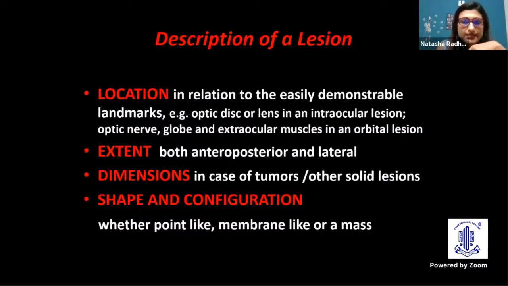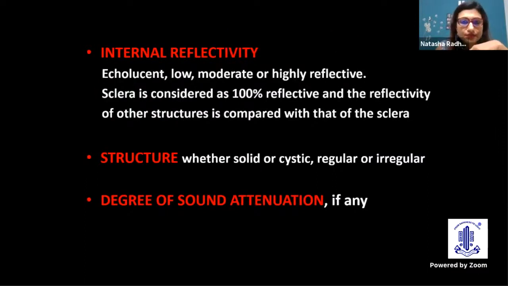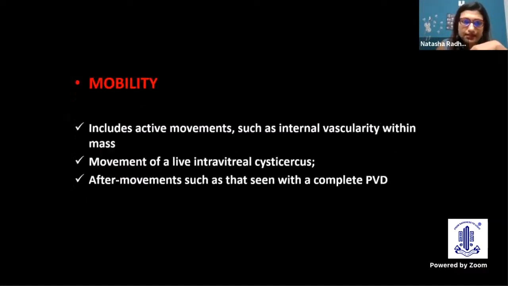Now, in a description of a lesion, you need to know the location in relation to easily demonstrable landmarks. You should tell about the extent, anteroposterior and lateral, the dimensions in case of tumors and other solid lesions, shape and configuration, whether it is point-like, membrane-like, or mass-like, internal reflectivity and surface reflectivity of the particular lesion, the structure, whether it is solid or cystic, and a degree of sound attenuation, if any. You should also include mobility, which includes the movement of a live intravitreal organ or after movement such as that is seen with the PVD.